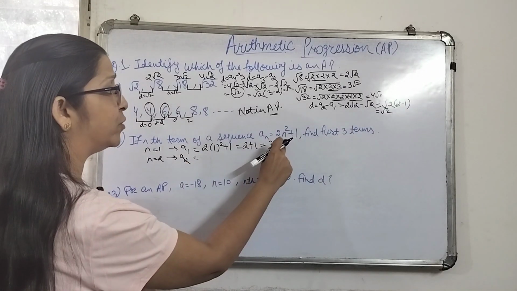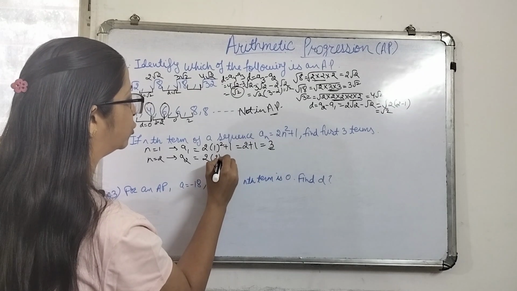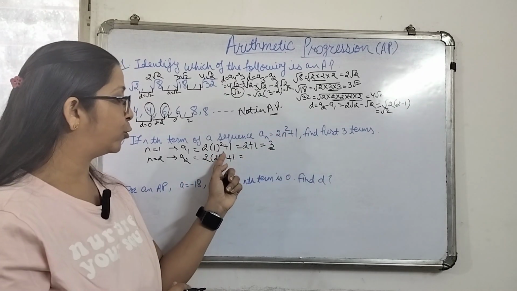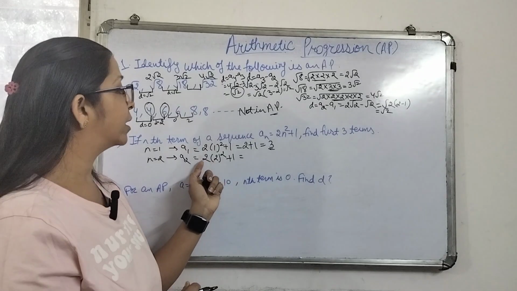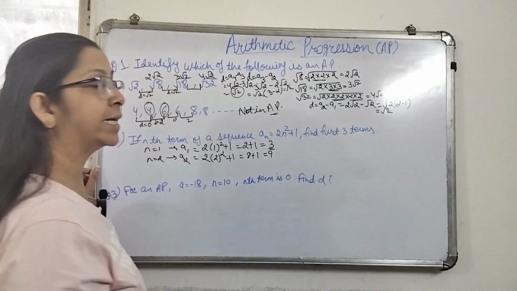Now wheresoever n is coming, we will be writing 2. So 2 multiplied by 2 square plus 1. So 2 square will be 4, 4 multiplied by 2 will be 8, 8 plus 1, it will be your 9. It is the second term.